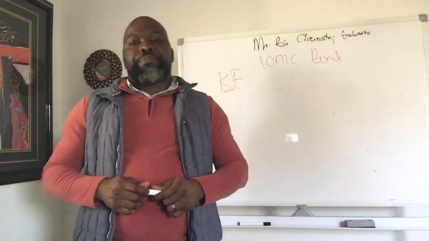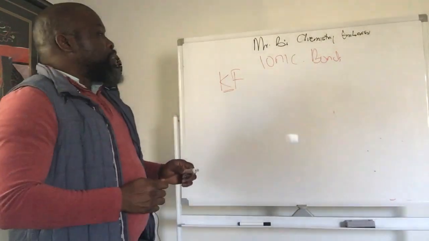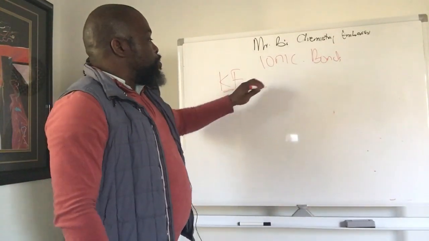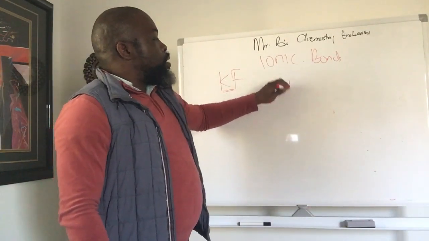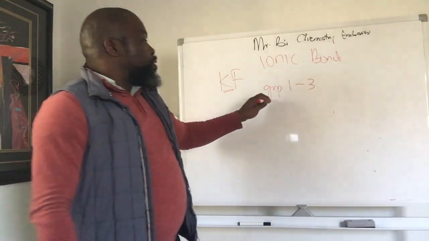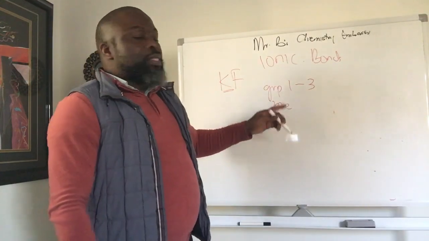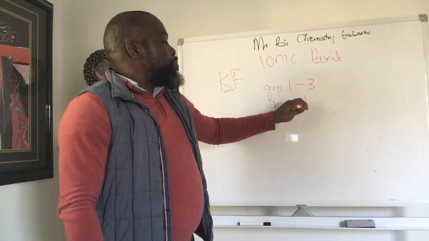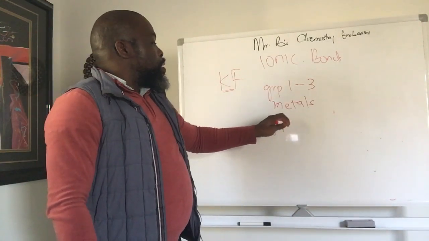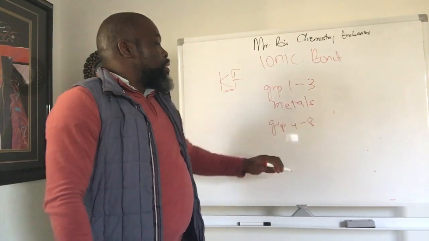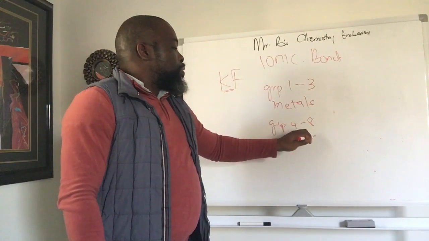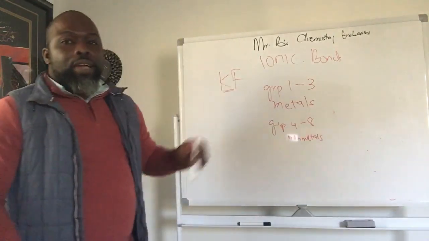It's very easy. The first thing you have to understand is that on the periodic table, from group 1 to group 3, those are basically metals. The elements in these groups are basically metals. Then from group 4 to group 8, those are basically non-metals.